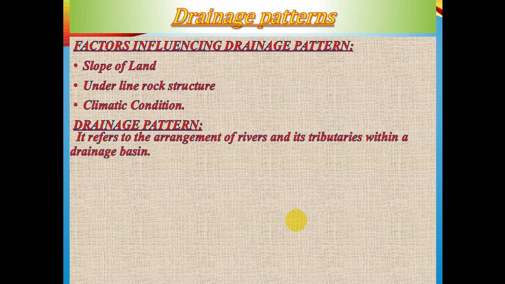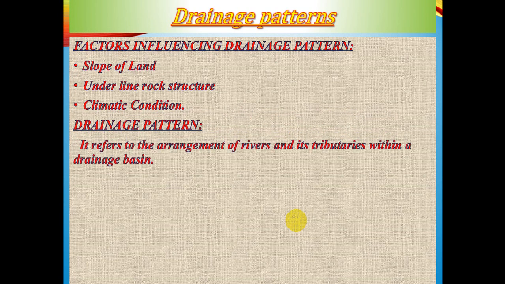Now let me define what a drainage pattern is. It refers to the arrangement of the rivers and their tributaries within a drainage basin. Now, this arrangement is totally a natural one. It is not done by human efforts. It is a natural one where they are getting a break of slope. The tributaries are able to come and meet the main river, and then they give a structure to it. So on this basis, the way they drain out an area is termed as drainage pattern.